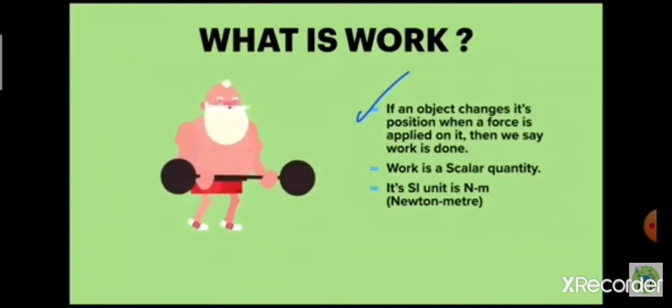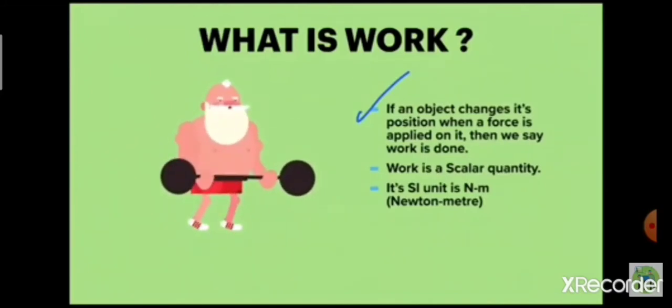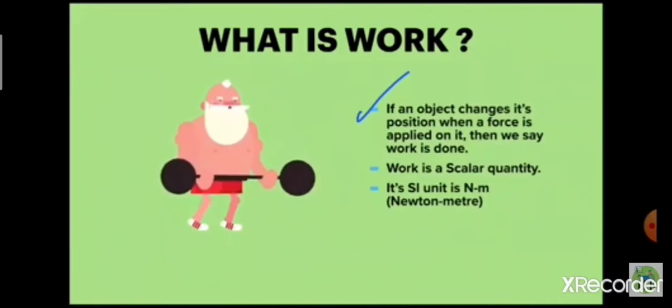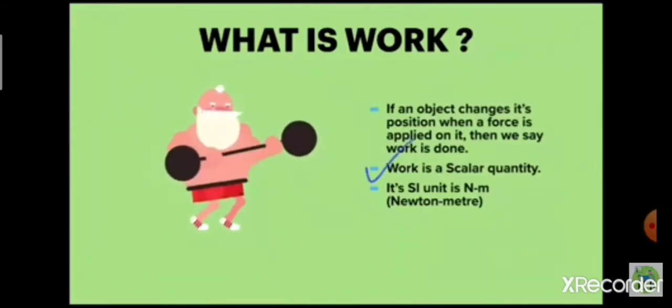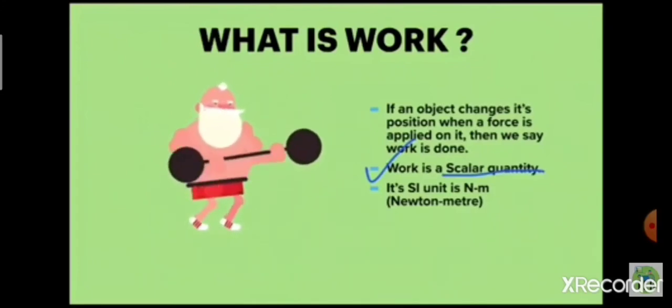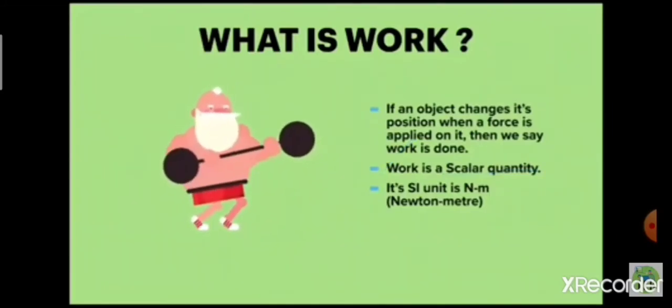So in short, we have to apply force when we want to do work. Then only we can say that work is done. And if the force is not applied and the object is not changing its position, then we have to say that work is not done. The second point is work is a scalar quantity. That means it does not have direction. It has only magnitude. The third point is the SI unit is Newton meter. We write it as Nm. N is Newton, m is meter.